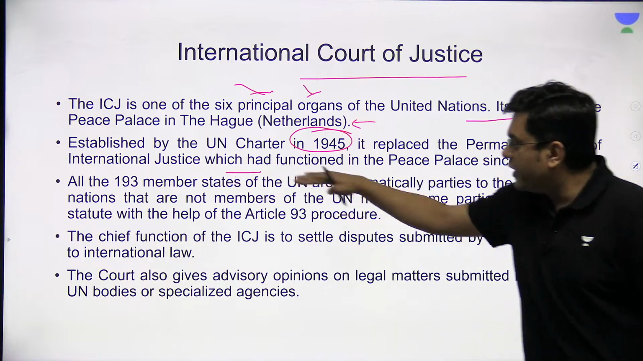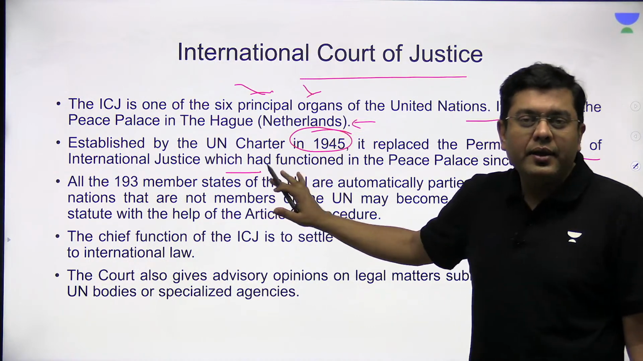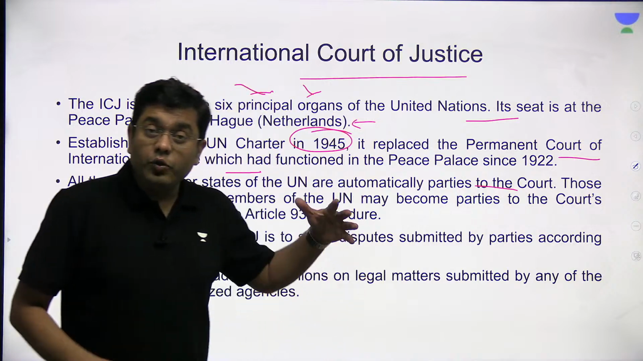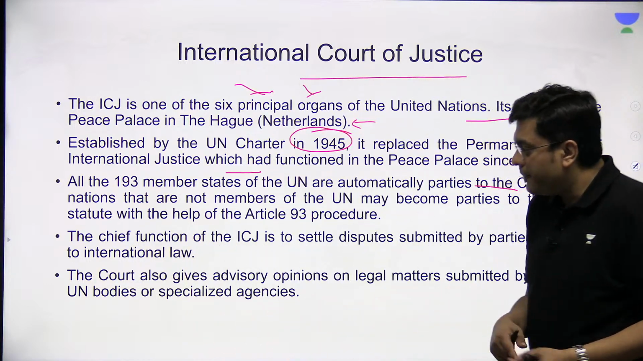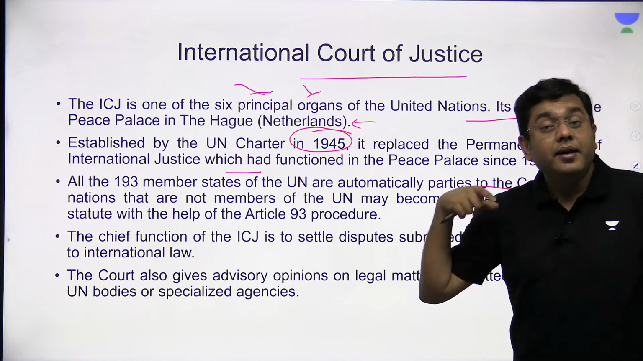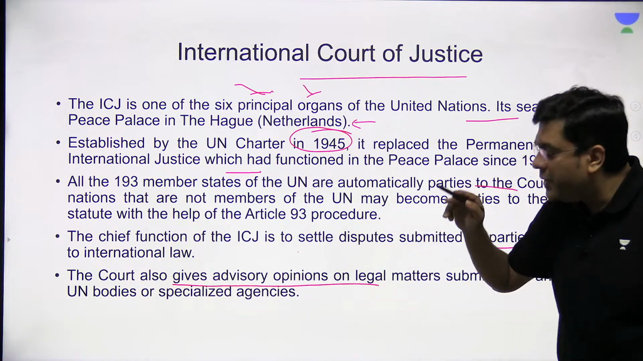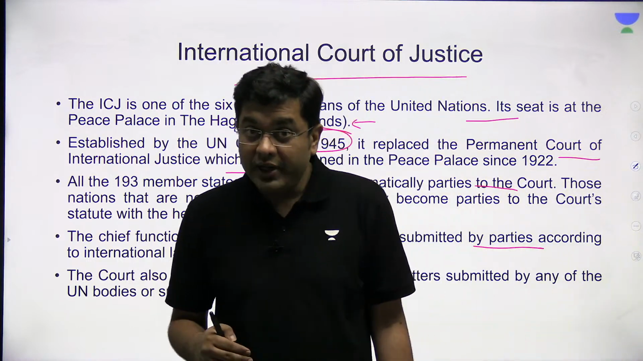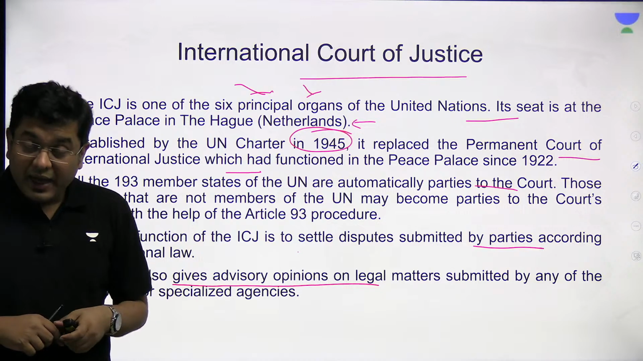It replaced the Permanent Court of International Justice. All 193 members of the UN are automatically parties to the court. Those who are not members of the UN can become parties to the court under the Article 93 provisions of the ICJ. Its chief function is to settle disputes submitted by the parties, only if the parties submit it, as per international law. Now, it can also give advisory opinions on legal matters when asked by the UNGA or any of the UN specialized bodies. It is under this provision that the UN General Assembly has asked for the opinion of the ICJ.